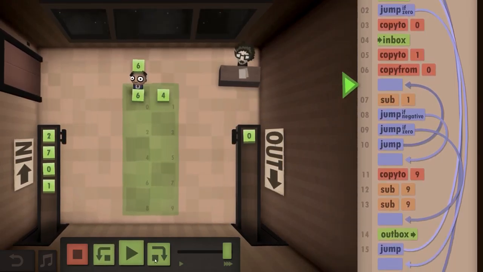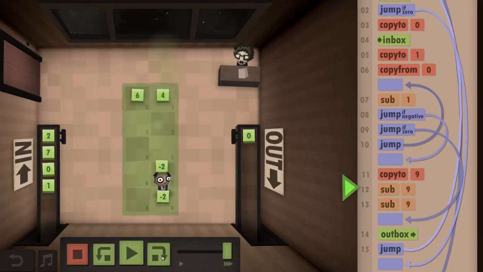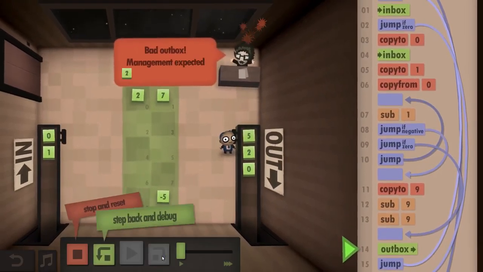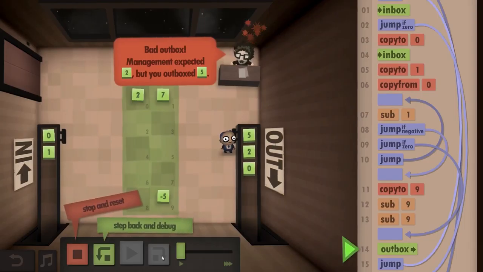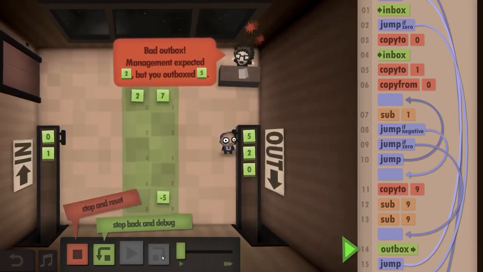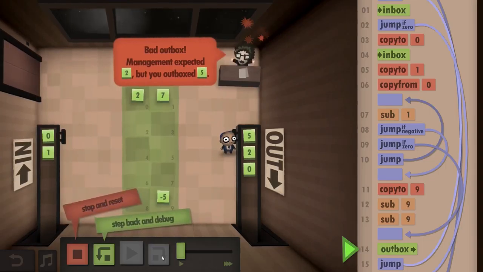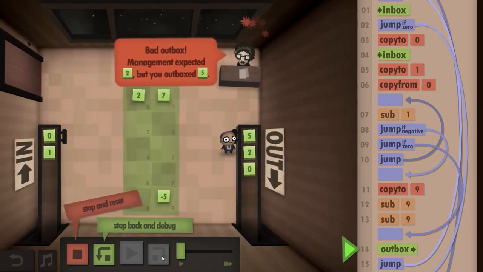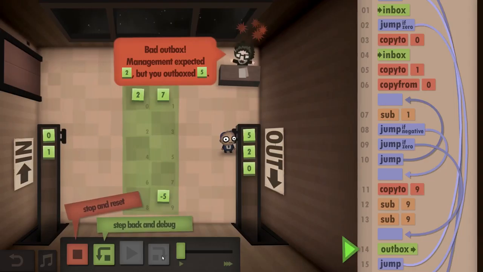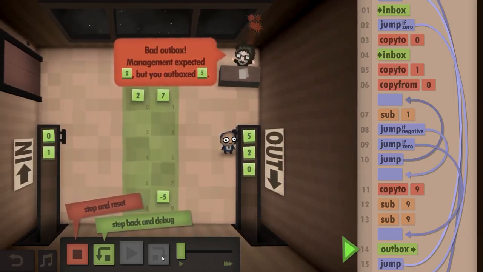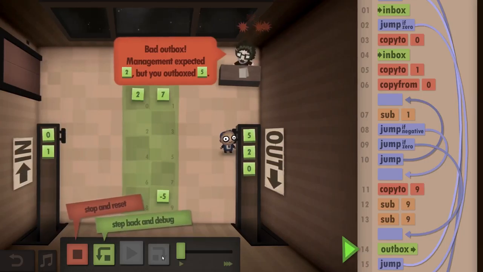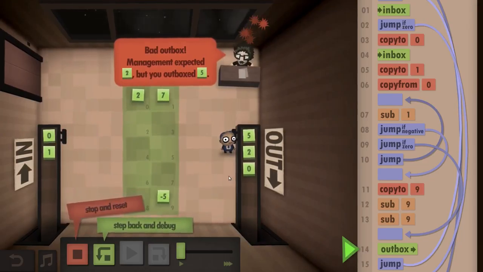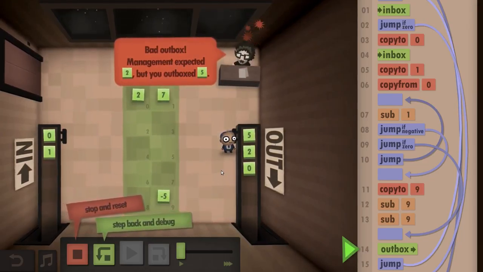Seven divided by two is three with a remainder of one. Wait, what? Because the second number is... Oh my god. So what are you expecting? What are you talking about? So if I divide 2 into 7, there is no remainder. It's just fracking nothing.